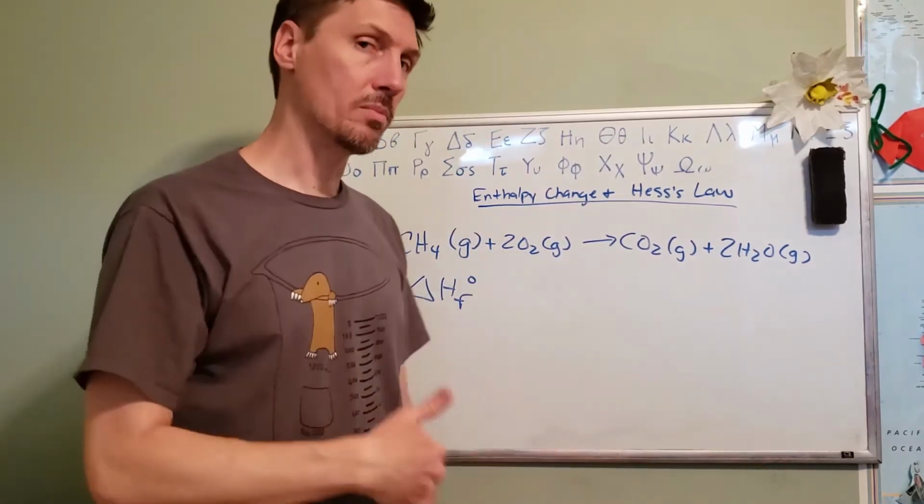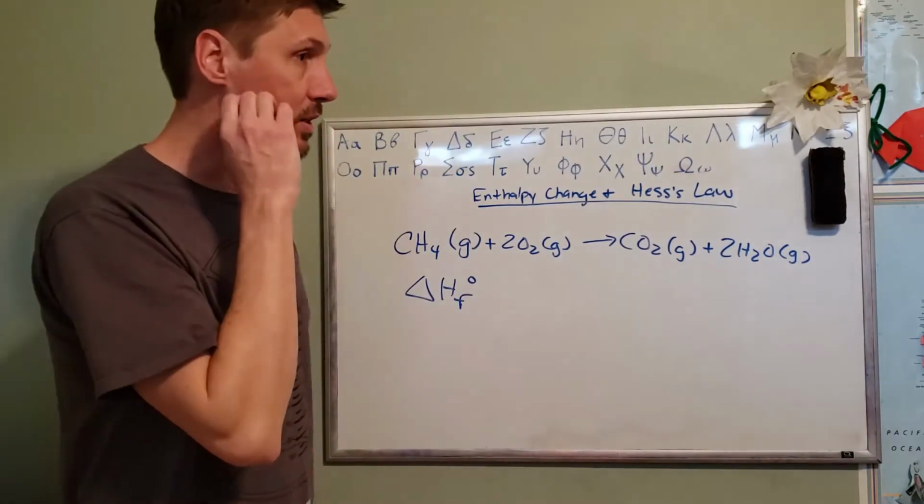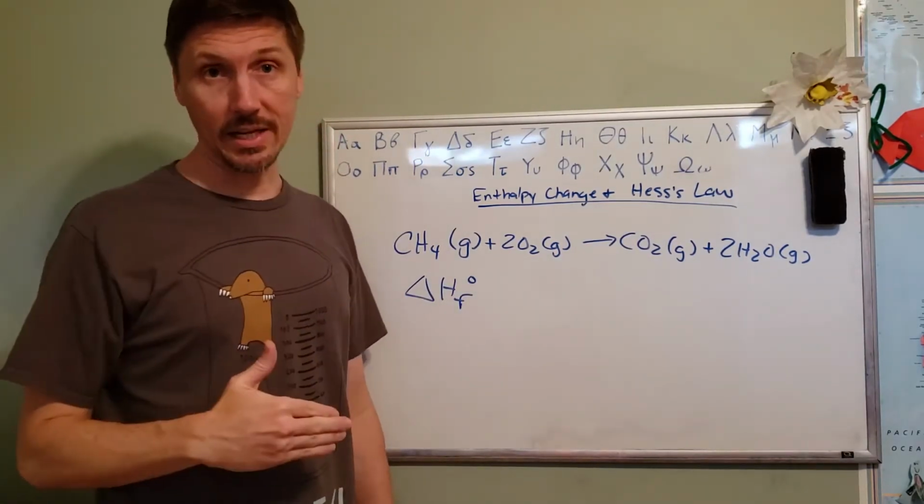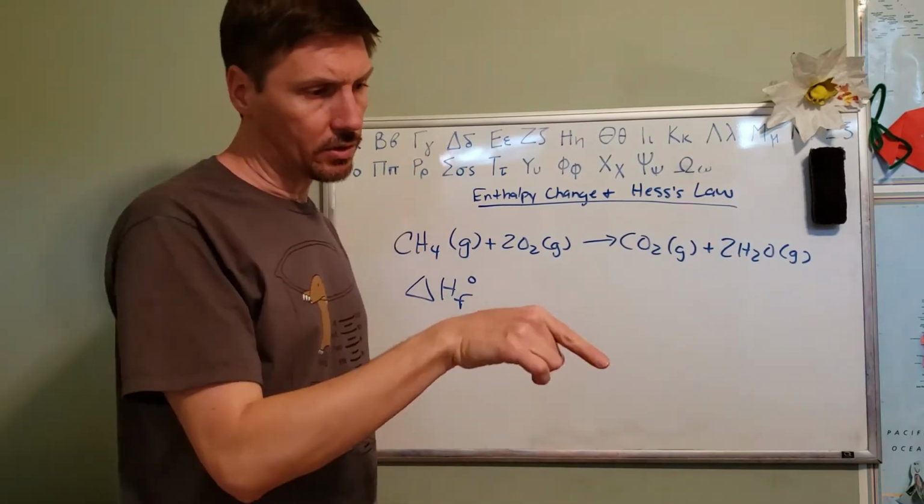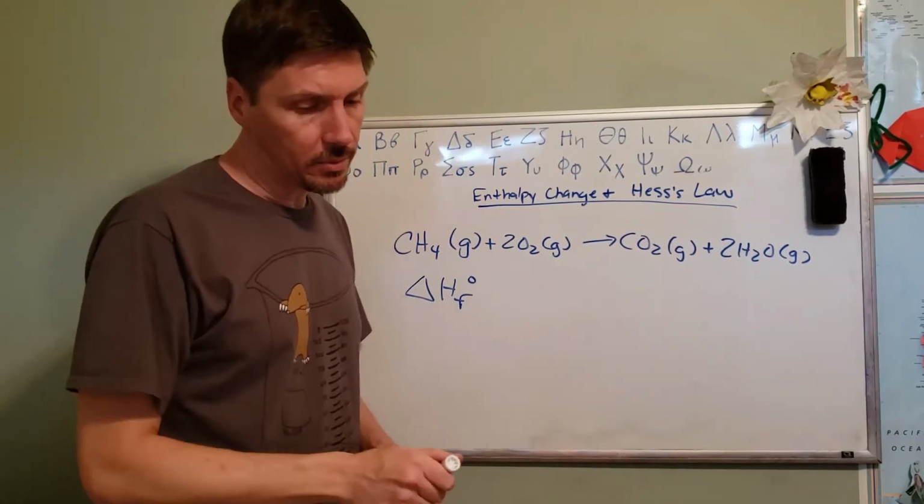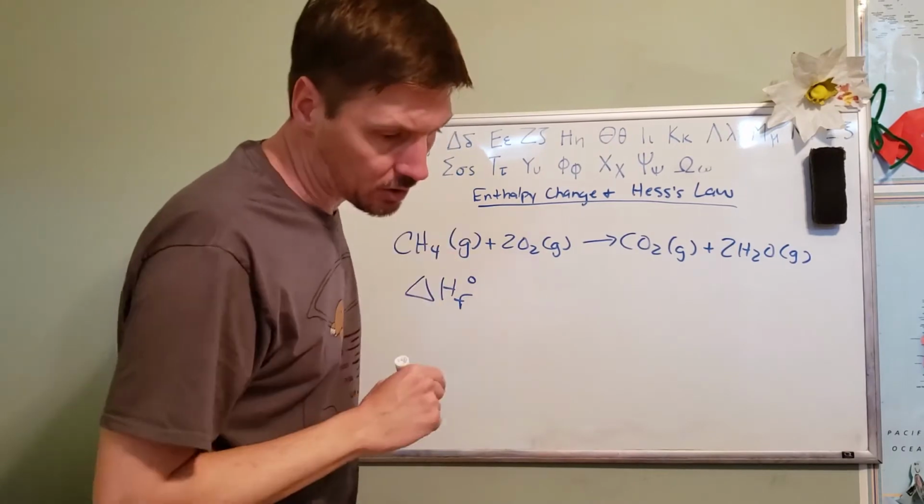So if it's negative there, it would be positive when you break it down. If it's positive for formation, then it would be negative when you decompose it, okay? So that's one thing that we need to understand regarding that chart. The other thing we need to understand before we can talk about Hess's law is this.